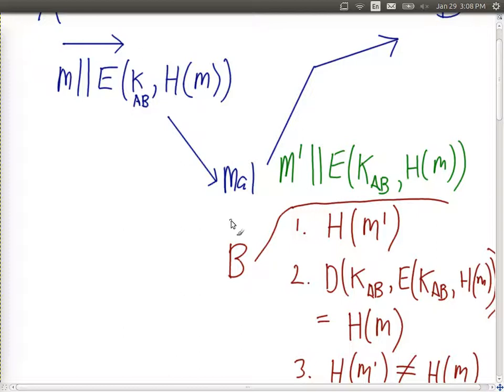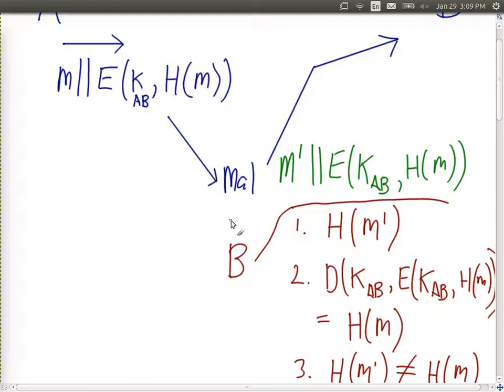That's what we do at A. We encrypt with a key that we've shared with B in the past, and send that to B. What B will do when they receive is verify, and the verification steps are always the same. You receive two parts, the message and the encrypted hash value. The role of B is to take the hash of the received message, decrypt the second part, and then compare them. The rule is, if they're the same, trust it. If they're not the same, don't trust it.